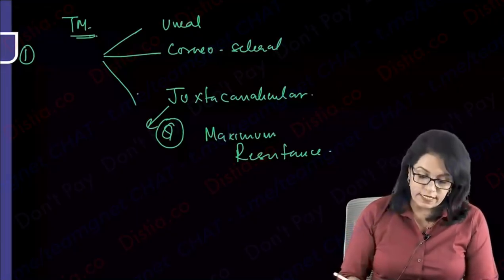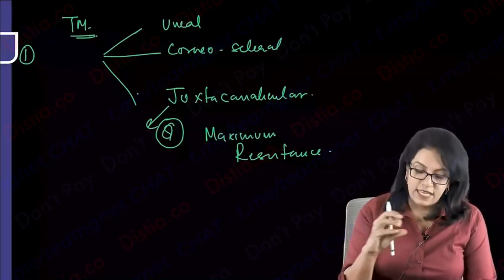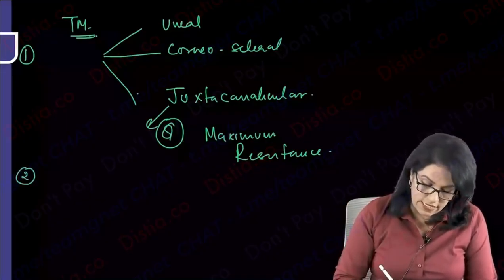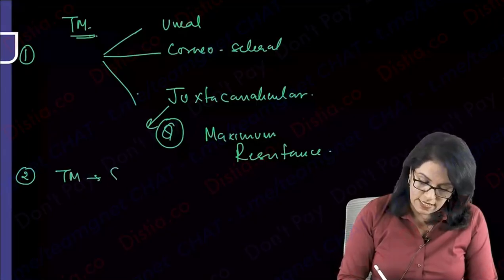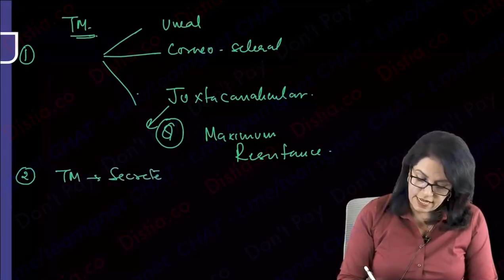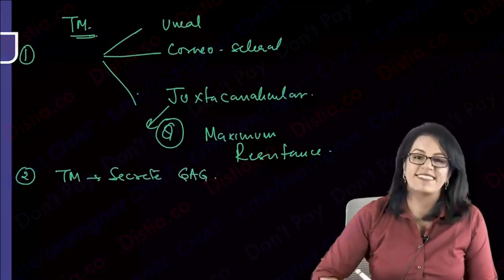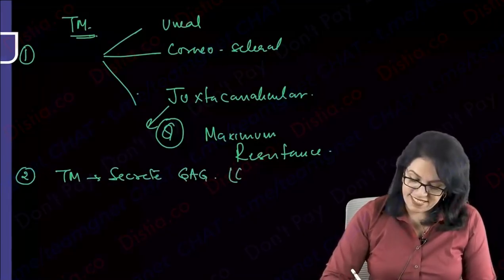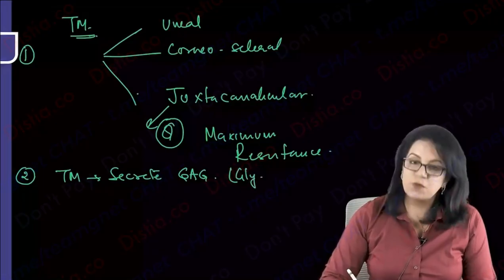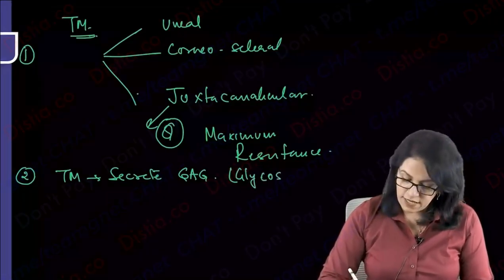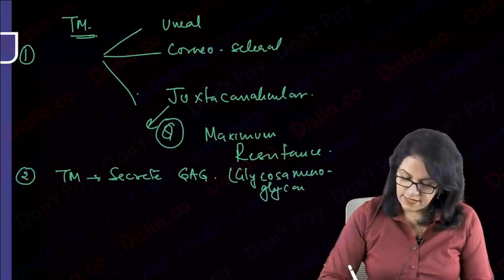Also we will keep in mind that when these channels secrete glycosaminoglycans. Why is it important to learn this? GAG. Everybody knows what is GAG? Glycosaminoglycans. So we are saying that it secretes glycosaminoglycans.